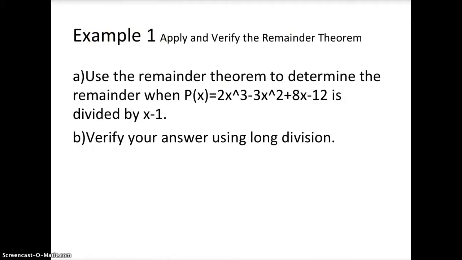Example 1. Apply and verify the remainder theorem. A. Use the remainder theorem to determine the remainder when P(x) equals 2x cubed minus 3x squared plus 8x minus 12 is divided by x minus 1. B. Verify your answer using long division.